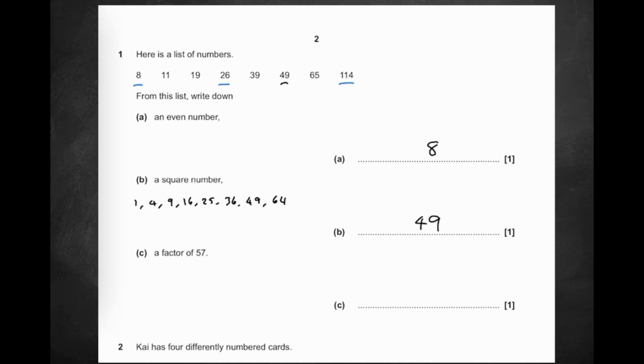And part C, a factor of 57. So factors of 57 are going to be 3, and 3 multiplied by 19 gives you 57, and we have 19 in the list. That will be our answer.